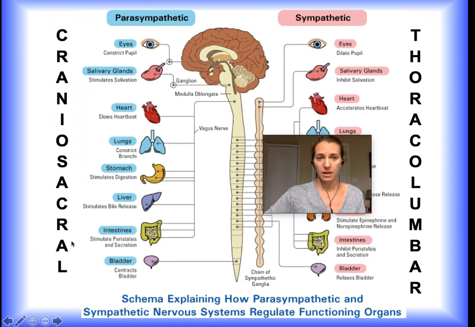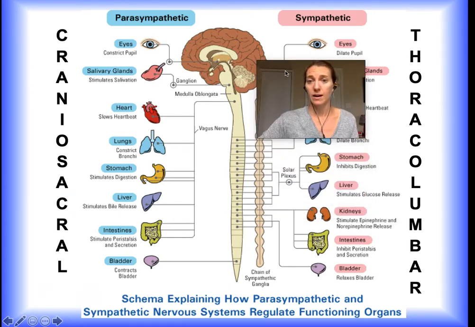Digestion is going to be stimulated, intestines as well. And the liver, rather than seeing glucose release occurring as we do here, we see that bile is released. And so bile is going to play a major role in the breakdown of fats. So again, that idea of digestion being promoted with parasympathetic domination.